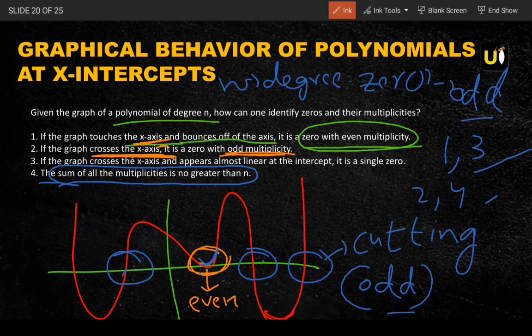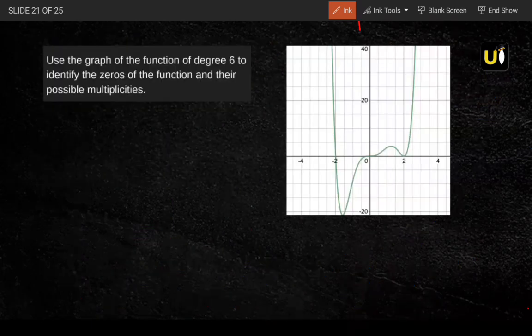So the sum of all the multiplicities, whether they are odd or even, will always be less than or equal to n, but not greater than n. So from that we can check the possible multiplicities. Now let's discuss an important example.